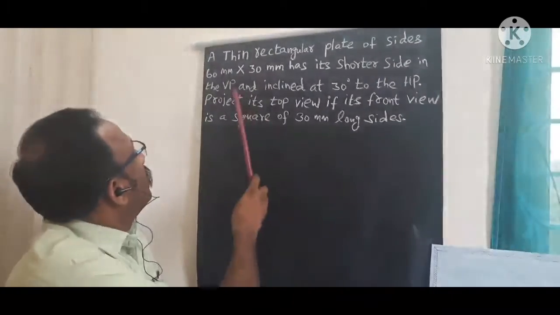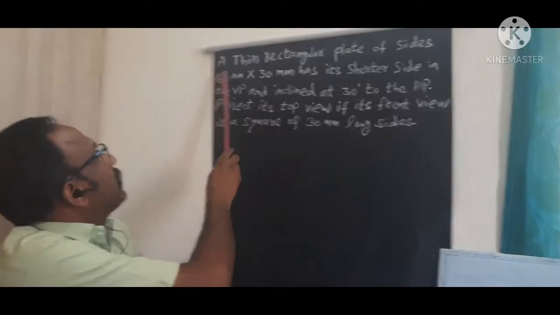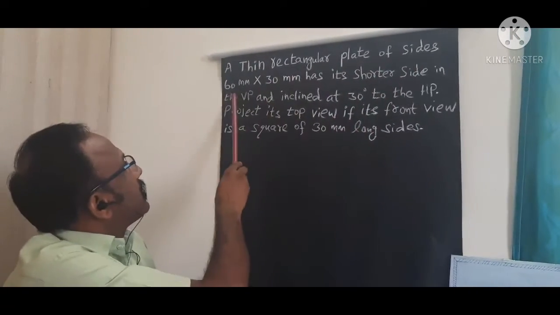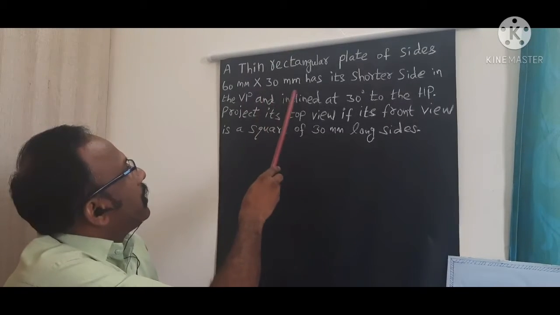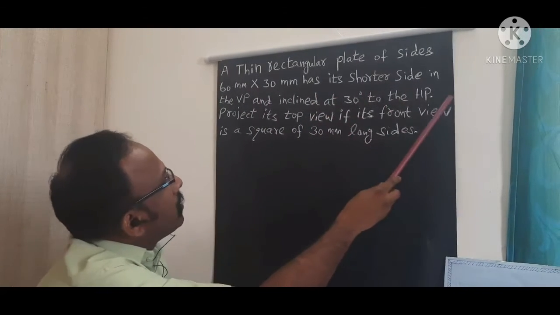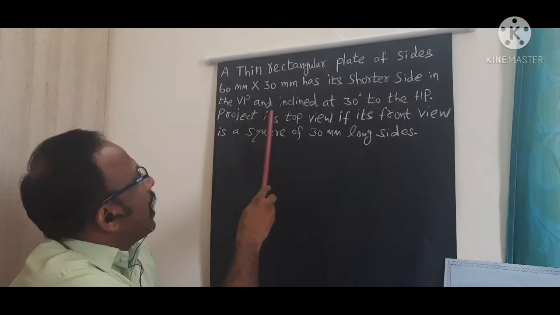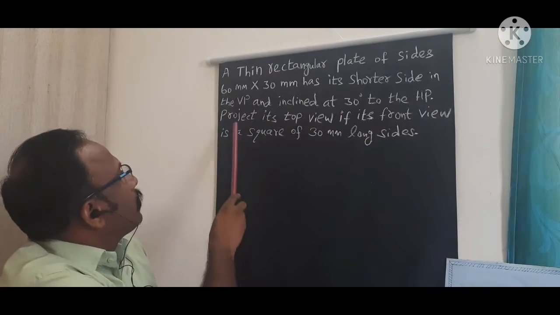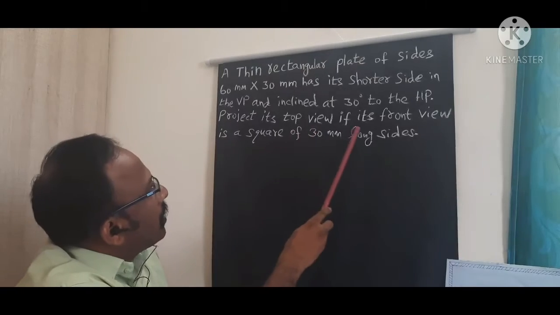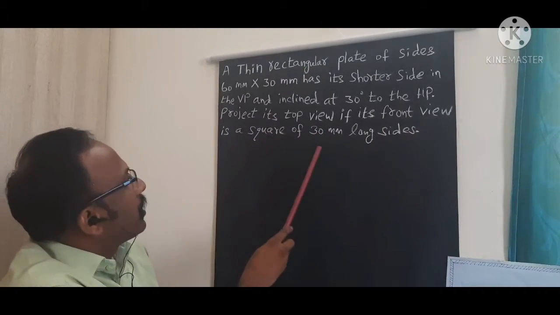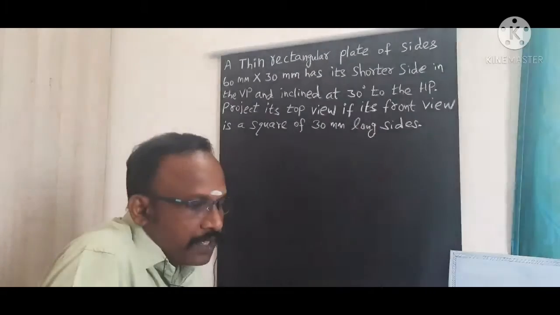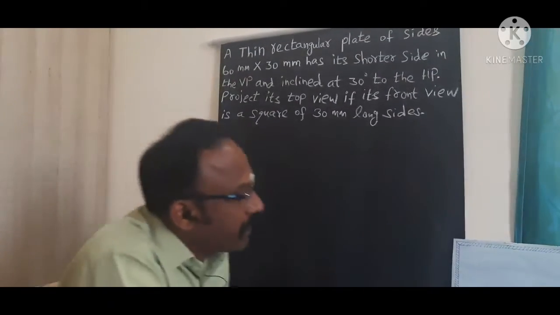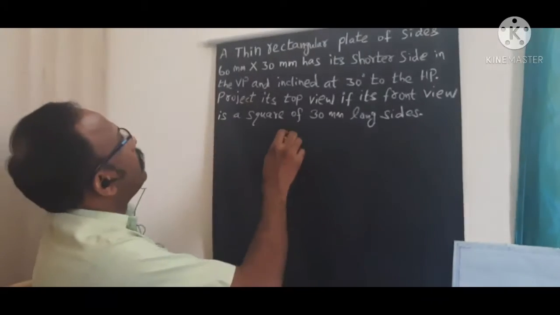So the given problem is: a thin rectangular plate of sides 60 mm by 30 mm has its shorter side in the VP and inclined at 30 degrees to the HP. Project its top view if its front view is a square of 30 mm long sides. So we need to ask ourselves and identify the object first.